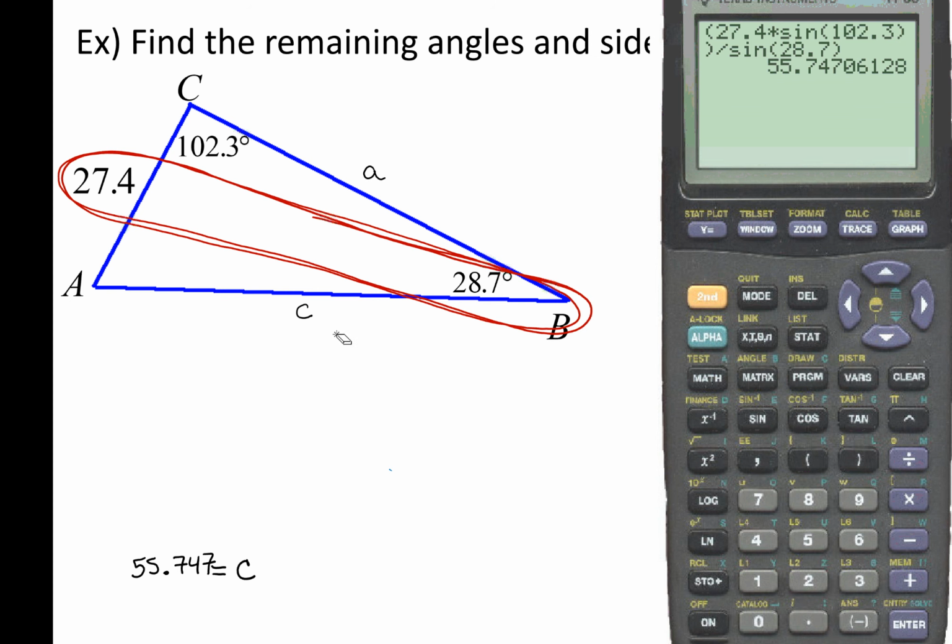Okay, so now I know that C is 55.747. Okay, and I'm going to leave the red circles because I know I'm going to utilize that again. But I'm going to erase C and write down C is 55.747. And if you notice on here, all your decimals only have one decimal place, right?